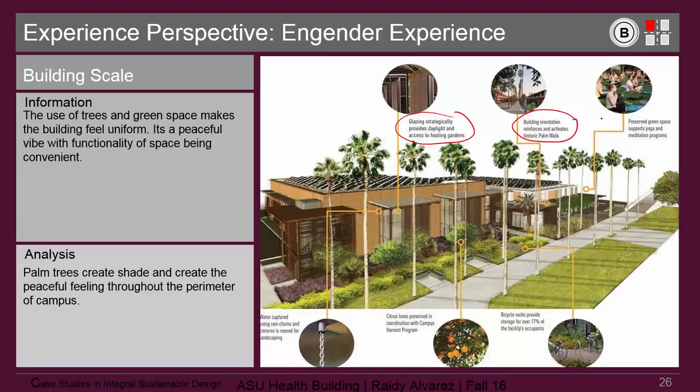So that's culture, preserve green supports yoga and meditation, culture. That's experience and also systems. That's a double. Sister Sheepers recording with camp. That's cool, but that is food production. So that's performance and systems. And bicycle racks, that's equity, and I would say that's social equity or culture. So really this is not an experience drawing, this is more systems and culture.